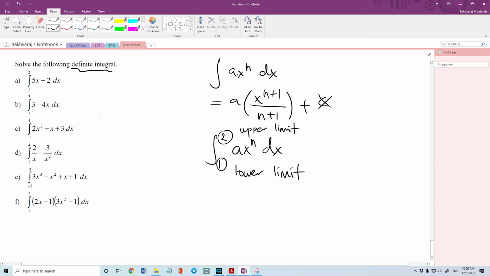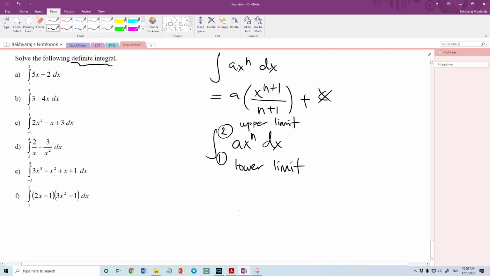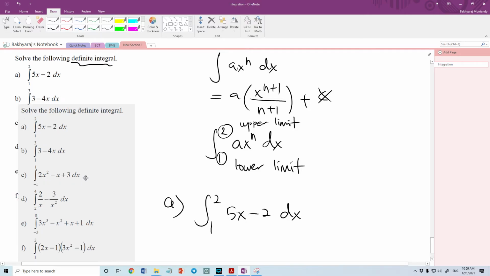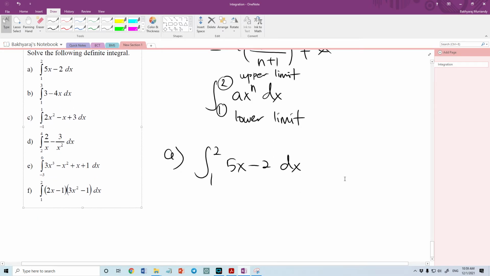Okay, so let me go with question number 1. 1a, integrate, limit is 1 to 2, of 5x minus 2 dx. Okay, so this is the question. We integrate as usual. Remember, the integration is still the same, no changes in the integration. So x to the power of 1, plus 1, you get power of 2. So 5x squared over 2 minus 2x, right? And no need to put c.